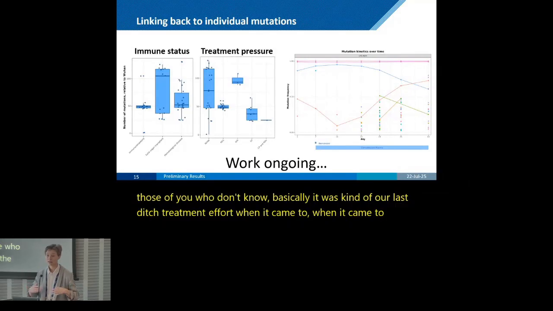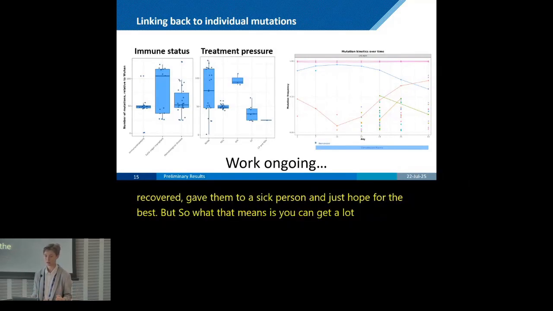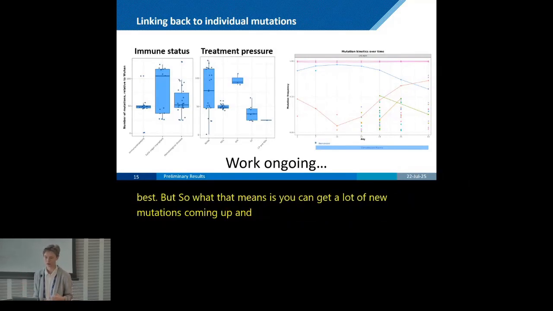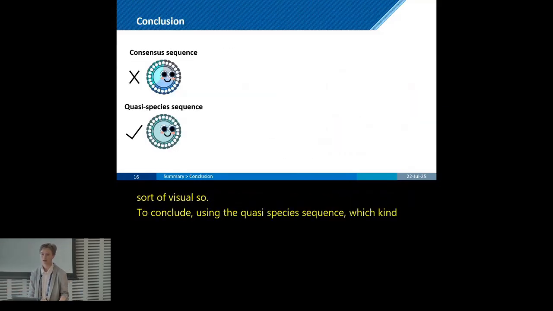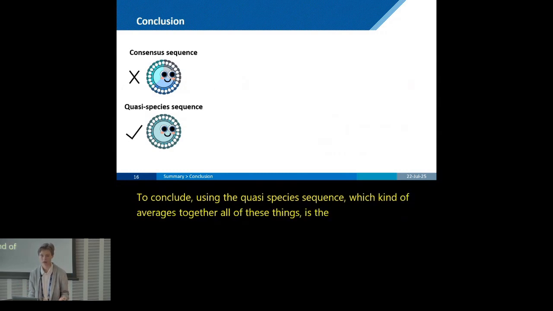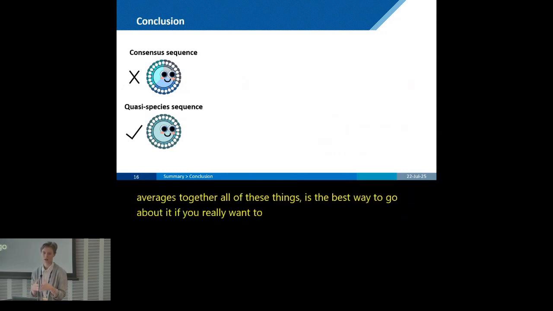But what that means is you can get a lot of new mutations coming up, and that's quite clearly confirmed in this sort of visual. So to conclude, using the quasi-species sequence, which averages together all of these things, is the best way to go about it. If you really want to see these very close relationships, consensus sequences are still fine.